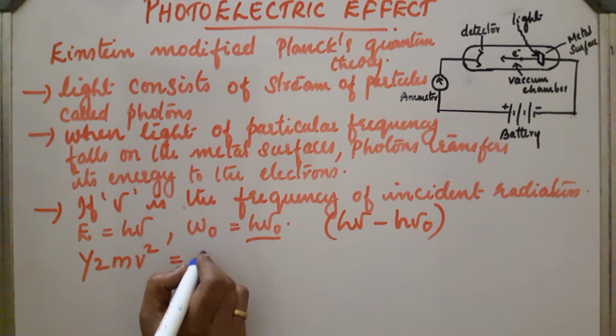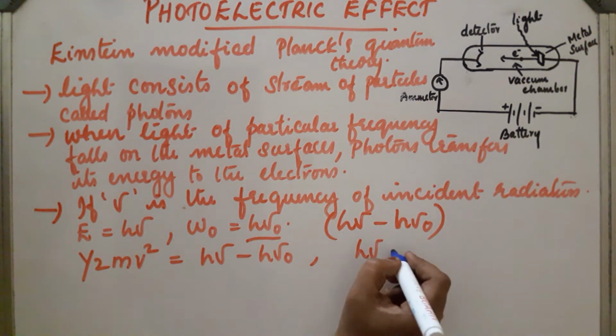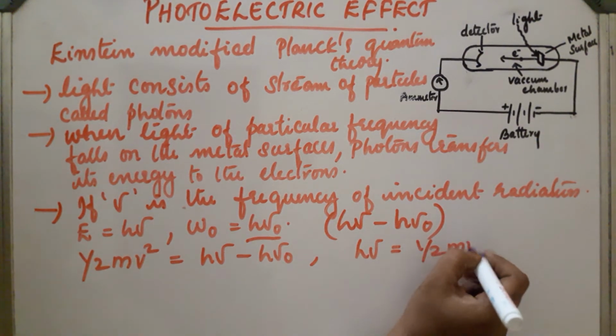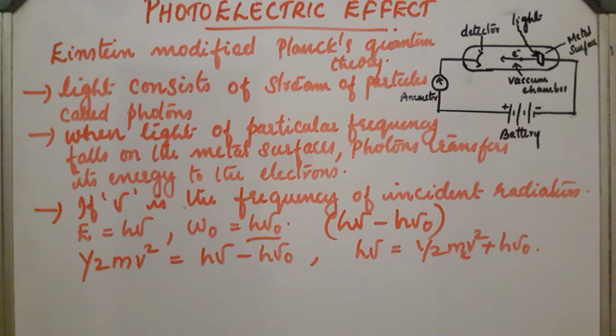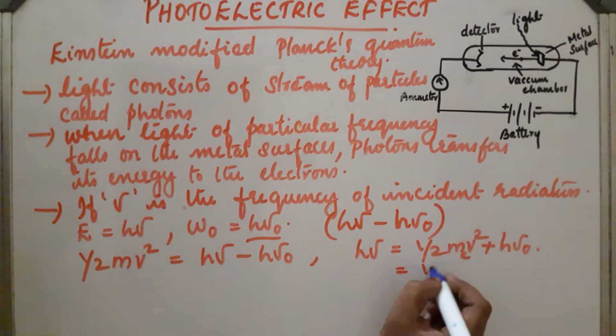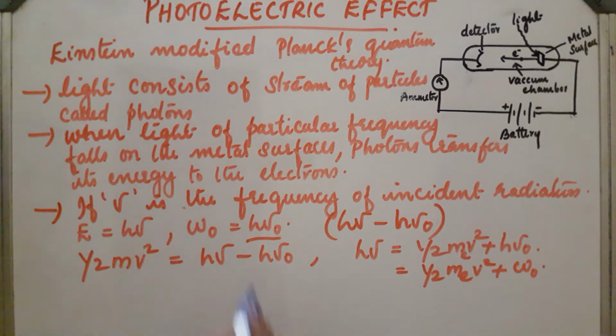So this will be equal to h nu minus h nu 0, or we can say that h nu is equal to half mv square plus h nu 0, where m is the mass of the electron, because electrons are ejecting, and v is its velocity. Half mv square is the kinetic energy of the electrons. Also we can say half m_e v square plus W0, where W0 is the work function of the metal.